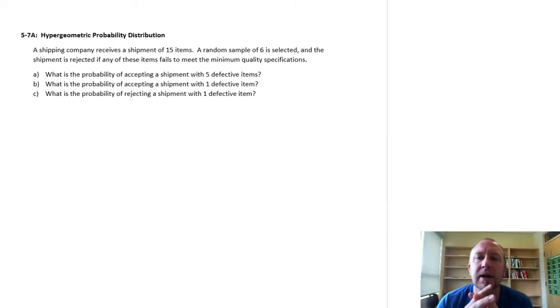Hello again, welcome back. This exercise now we're going to look at using the hypergeometric probability distribution. If you've watched my previous videos, we just did some videos on the Poisson probability distribution, and I said this is going to be your least favorite formula to use up until that point. Now it gets a little bit worse.